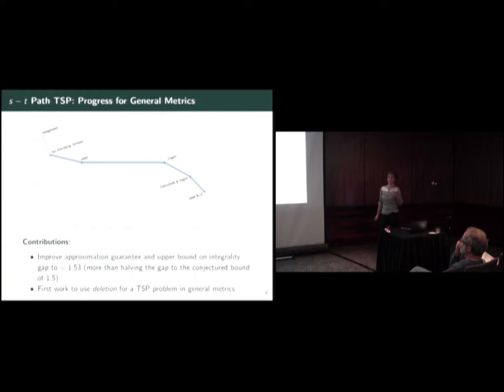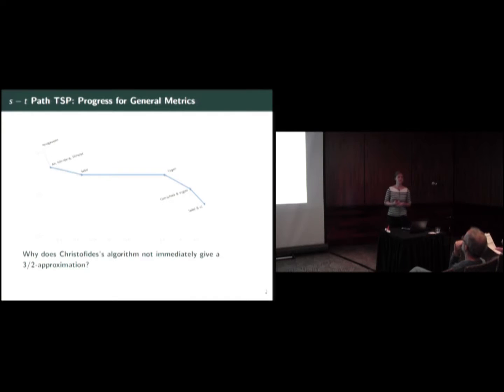So we have the gap between the previous result and the conjectured bound on the integrality gap, which is 1.5. In terms of techniques, one thing to highlight is that we are using deletion. So we start with a connected graph and delete some of its edges. That was, of course, used by the famous paper by Mömke and Svensson for graph TSP for the cycle case. But this is the first work, as far as I know, that uses this for general metrics.